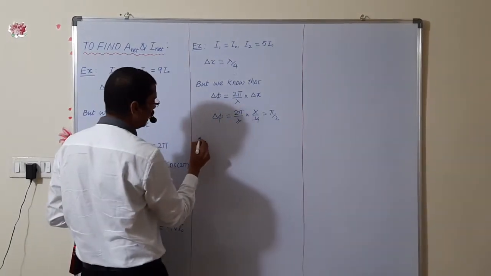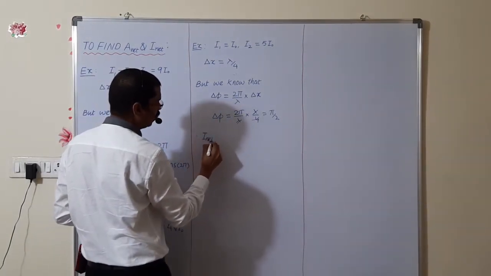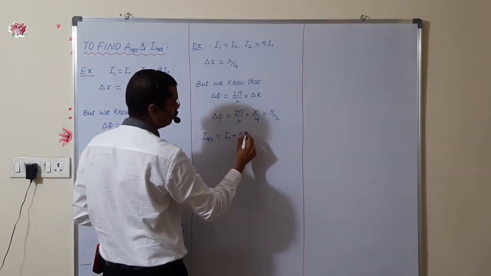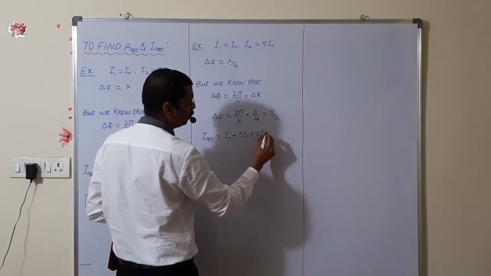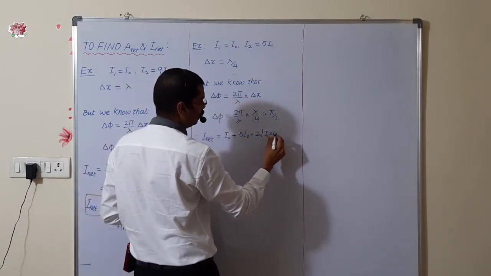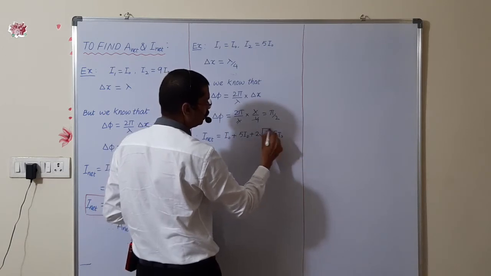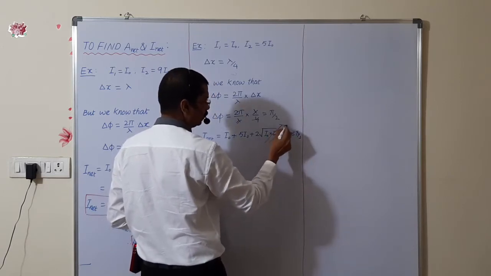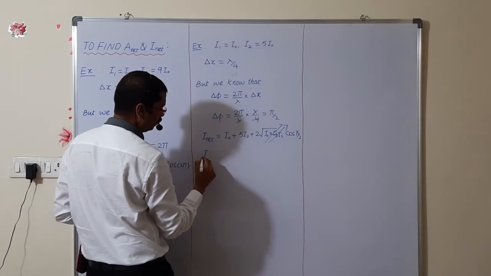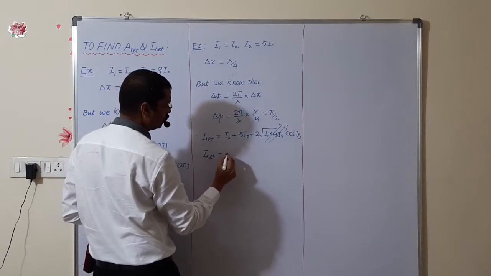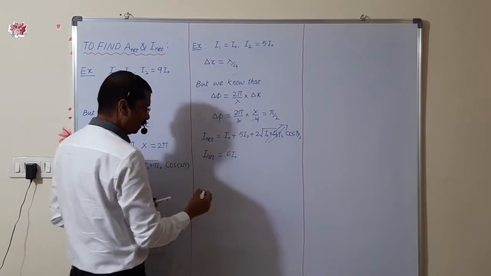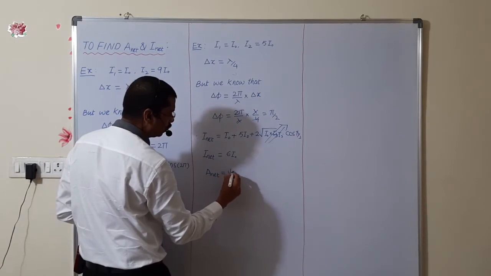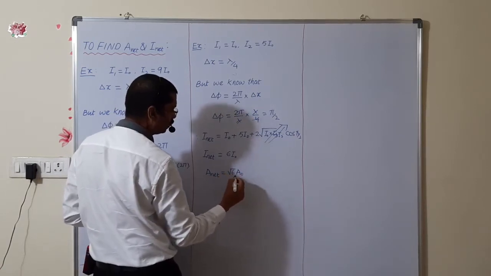Then if you find the I net value, I net is equal to I1 plus I2 plus 2 under root I naught into 5 I naught into cos pi by 2. Cos pi by 2 value is 0. Then I net is equal to 6 I naught. Similarly, A net we can find out, directly I am writing A net is root 6 into A naught.